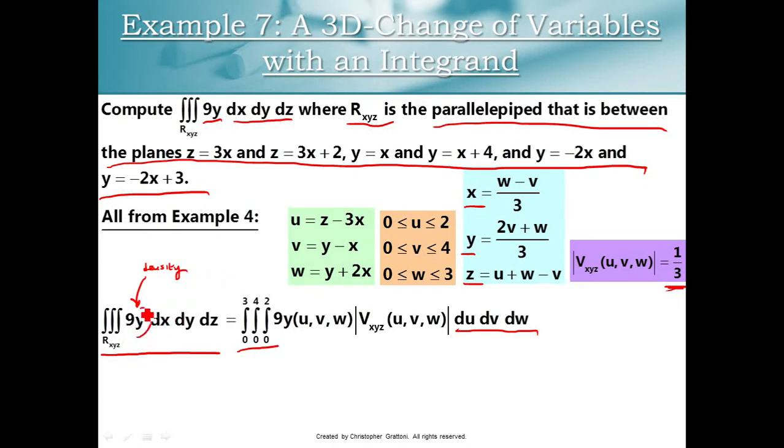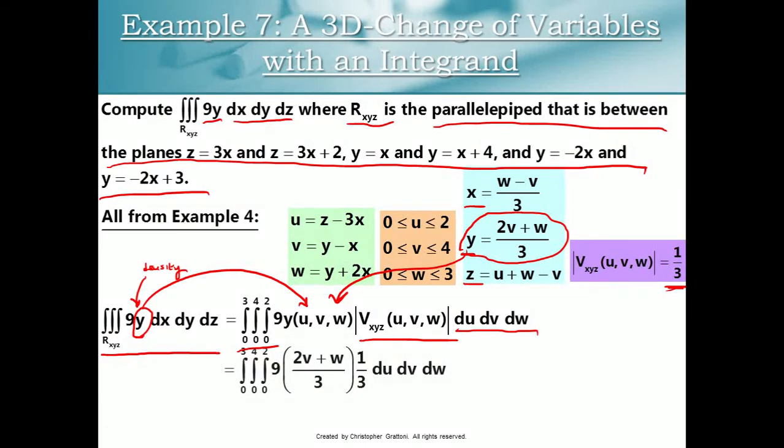And look, the only exciting thing here is this y gets replaced with y of u, v, w, but I have the equation for y of u, v, w. We actually already found that before. And then my volume conversion factor has an absolute value of 1/3 as well. I'm not going to really show you the work on that. I'm going to leave you guys to do this calculation. But we took an ugly calculation and we made it into a pretty nice one, because the limits of integration are all constants. So we kind of achieved our goal here.